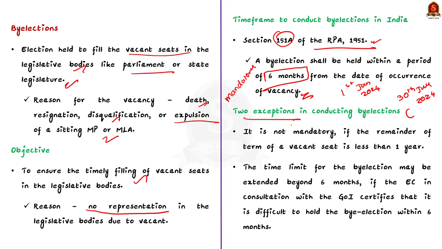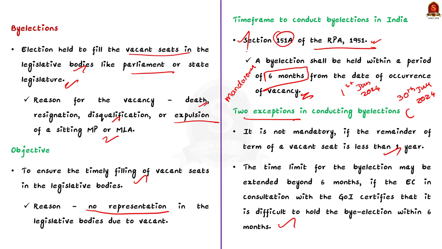The first exception is that if the remainder of the term of the vacant seat is less than 1 year, then it is not mandatory to conduct by-elections. The second exception is that if the Election Commission, in consultation with the central government, certifies that it is difficult to hold the by-election within 6 months, then the time limit may be extended beyond 6 months. These are the two exceptions provided in Section 151A of the Representation of the People Act, 1951 in conducting by-elections.